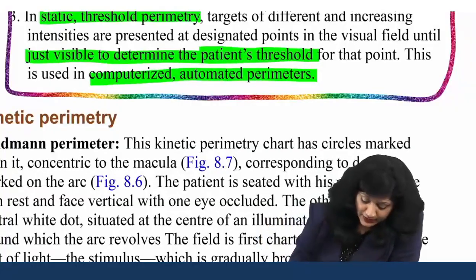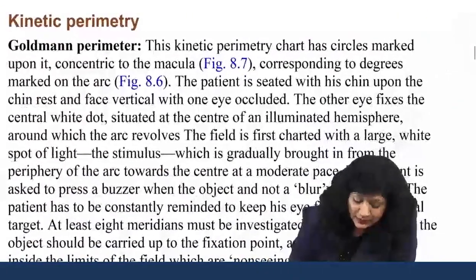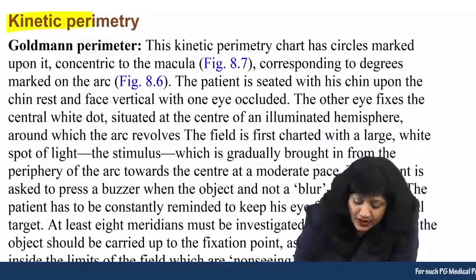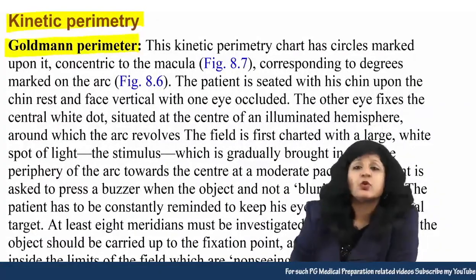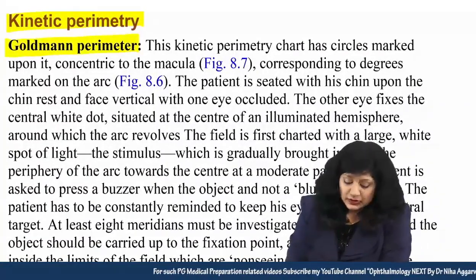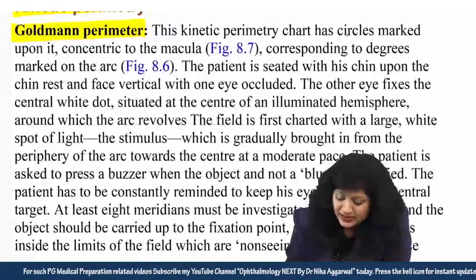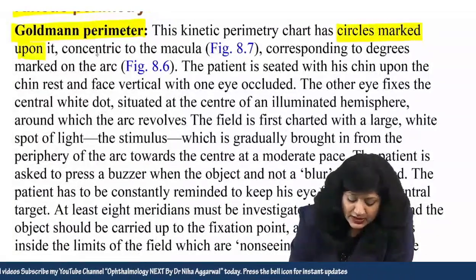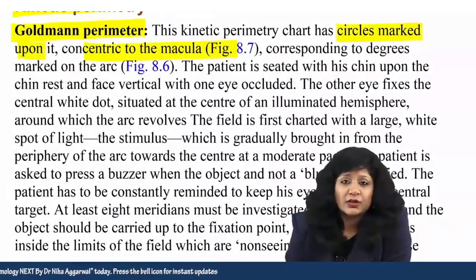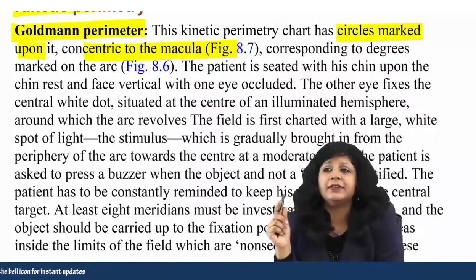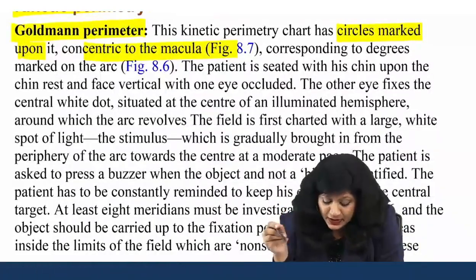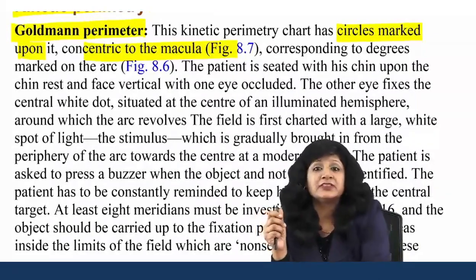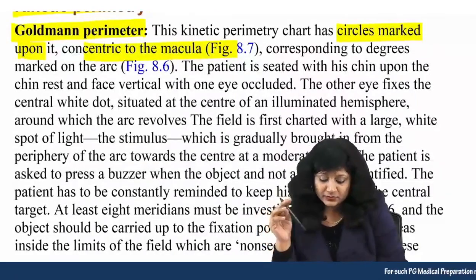All right. Now let's start with the kinetic. Again, the Goldman's is for both, I told you. This kinetic perimetry chart has got circles marked upon it. They are concentric to the macula. It is having a gold dome, and it has got many circles which are marked over it in order to help out, corresponding to the degree.